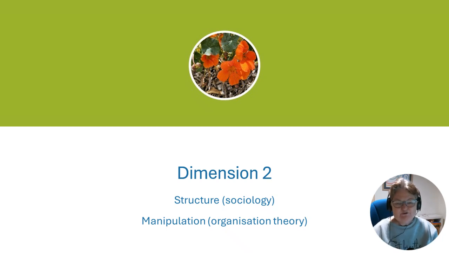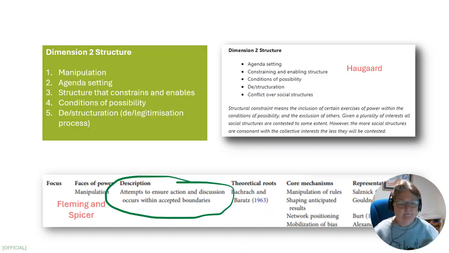Okay, dimension 2, which Haugaard calls structure and Fleming and Spicer call manipulation. Manipulation is, as it sounds, agenda setting. The person who sets the agenda gets to decide what people talk about and what we don't talk about. Structure can constrain and enable.